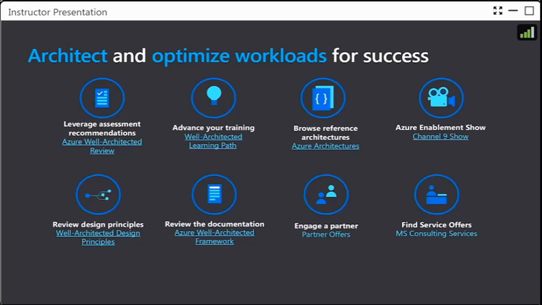You can review design principles, right? The well-architected design principles documentation, as well as review documentation about the Azure well-architected framework. I recommend reading that documentation before you actually use the assessment tool. If you want to engage your partner, you can look at partner offers again at the partner zone. And then if you need consulting services from Microsoft Consulting Services, you can find them on the MS Consulting Services website. All of these resources used together should position you very well for crafting workloads that are architected in alignment with best practices that we've talked about in the well-architected framework.